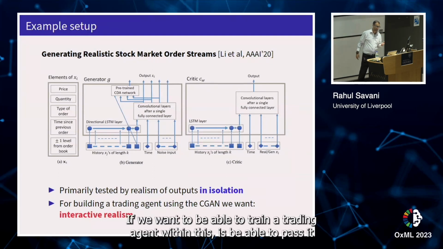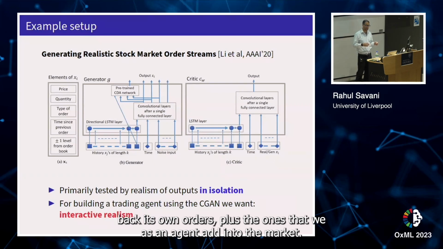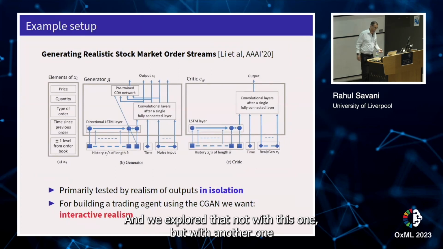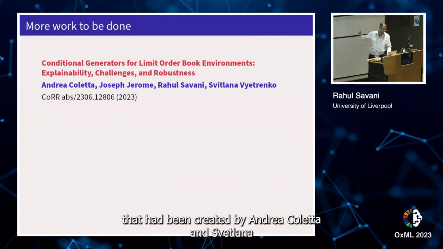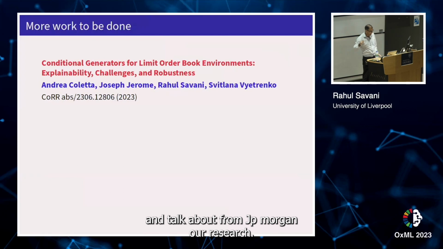What we actually want, if we want to be able to train a trading agent within this, is to be able to pass it back its own orders plus the ones that we as an agent add into the market. And we explored that, not with this one, but with another one that had been created by Andrea Coletta and Svetlana and Tucker Balch from JP Morgan AI Research.